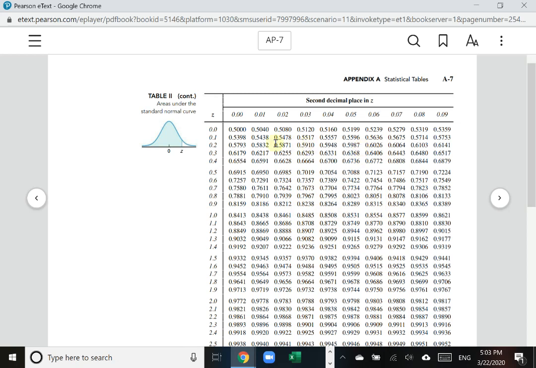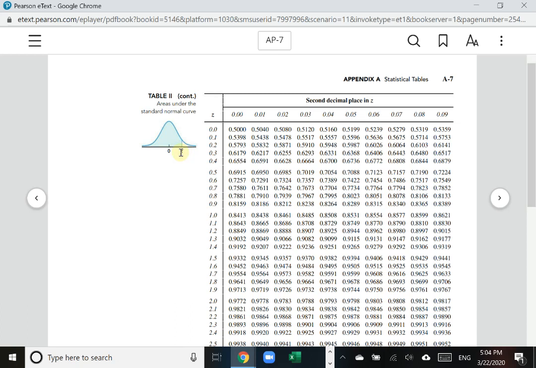Now, to the left, there's a drawing. Notice this is a standard normal curve. That's what this is. And in this drawing, there's a shaded region. The shaded region is to the left of a z-score. So the z-score is the number that we're working with. In my example, the z-score is 1.35.